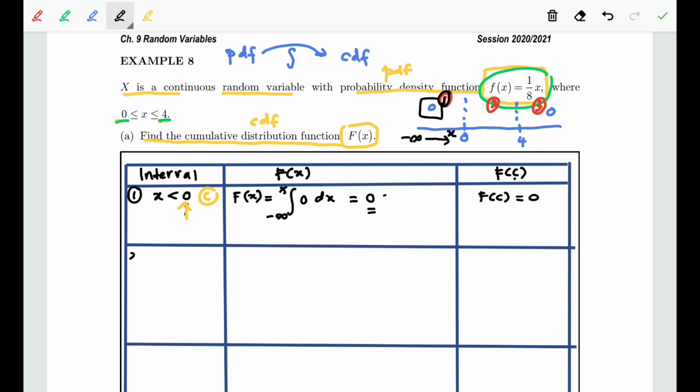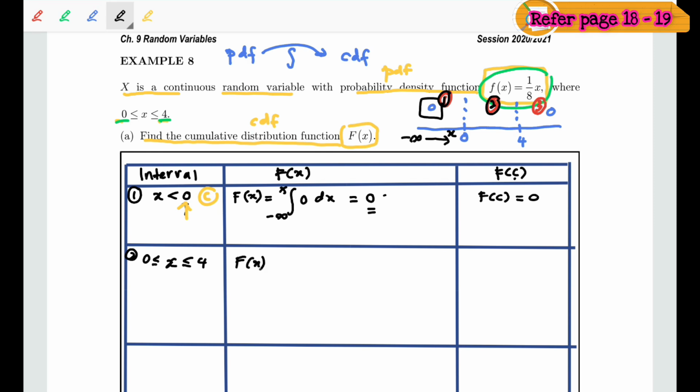Then we're going to proceed with the second interval. You have to remember that since this is the cumulative function, we are going to accumulate from the starting point, which is from negative infinity onwards. So write the interval first: this is the interval where x varies from 0 until 4.